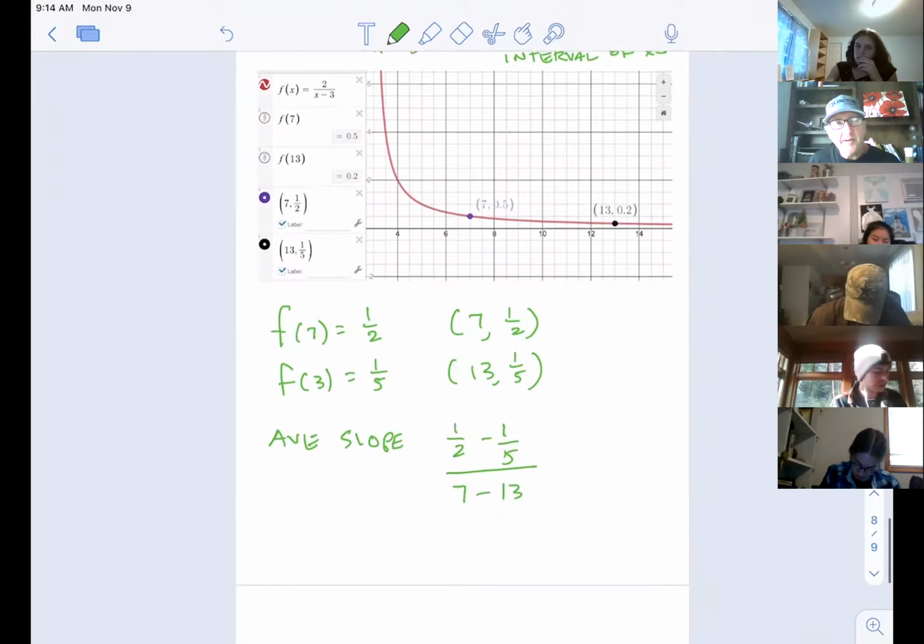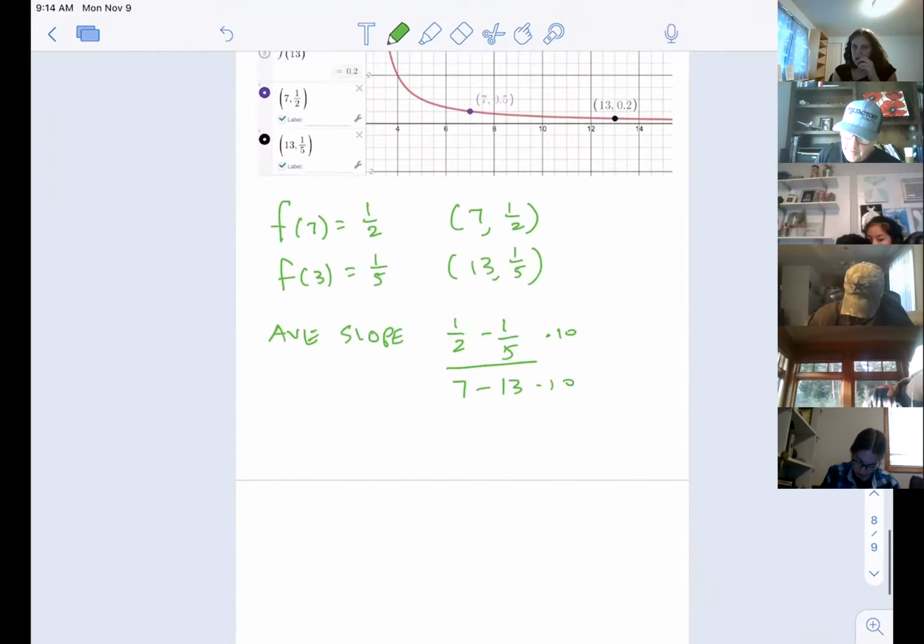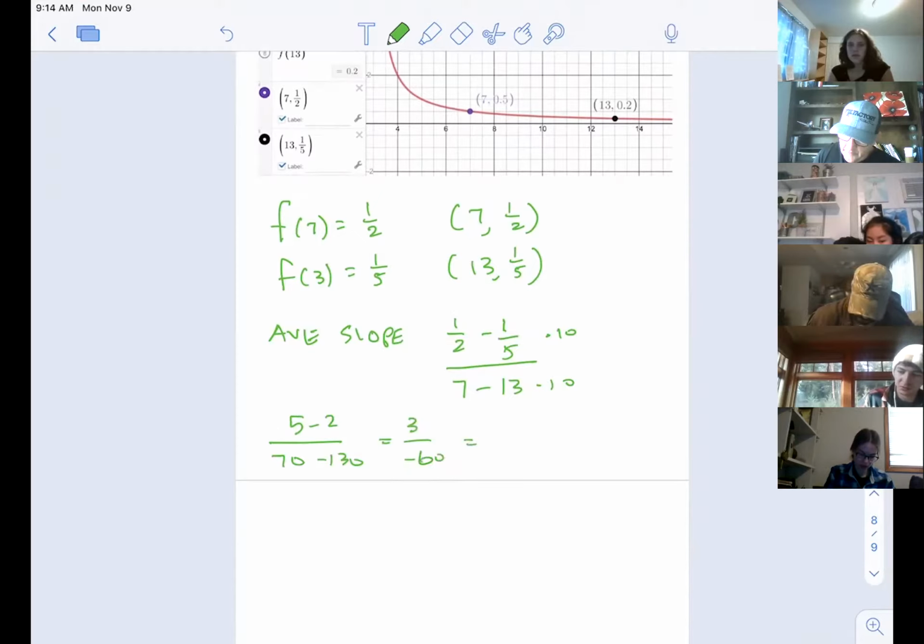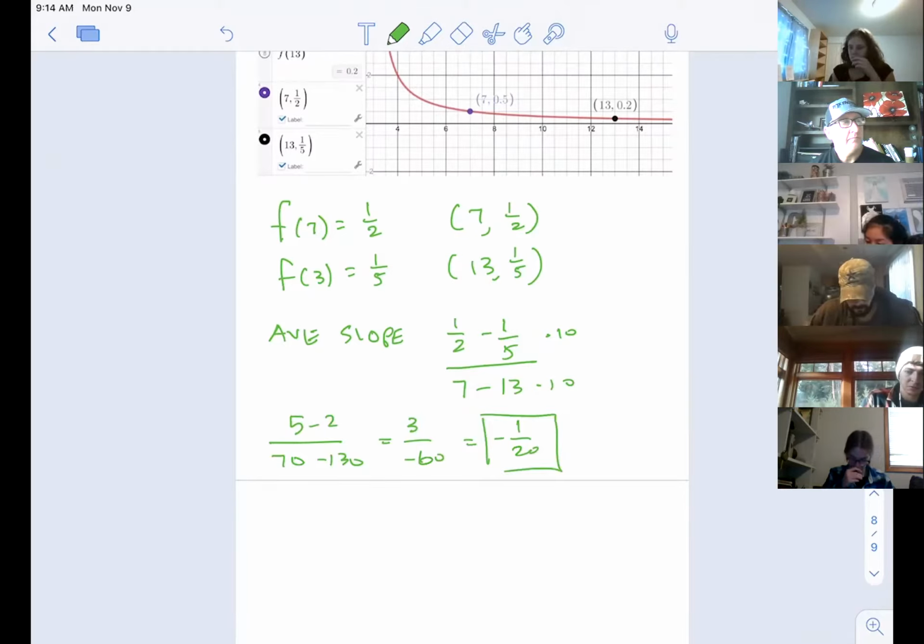A little bit of logic. As I told you, I don't like fractions. What could I do to get rid of fractions? I'm going to multiply the top and the bottom by 10. So this becomes 5 minus 2 over 70 minus 130, which is 3 over negative 60, which is negative 1/20th. I bet you that was easier than what you just did. I bet you added fractions together. Should be able to do that.